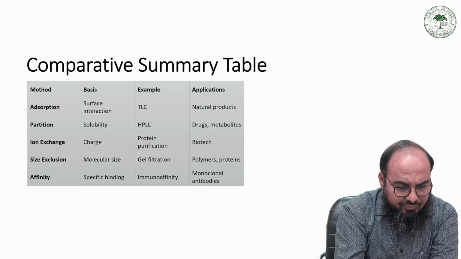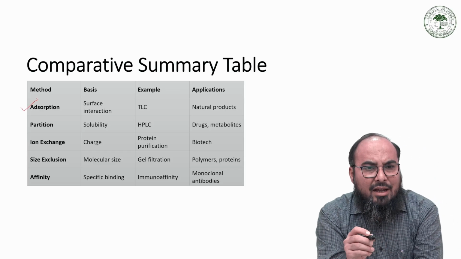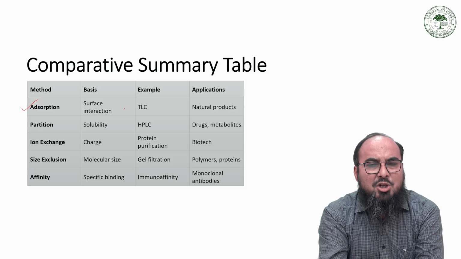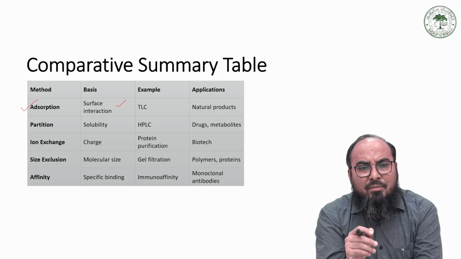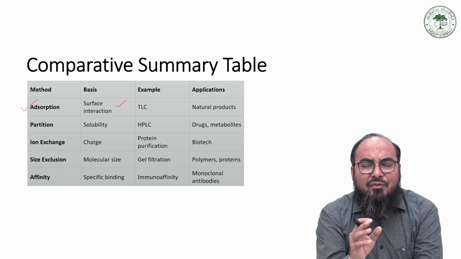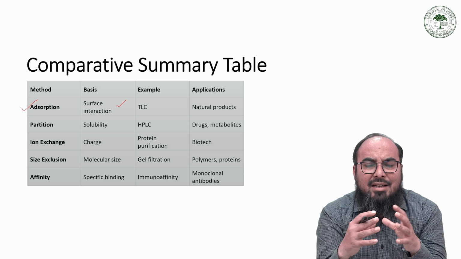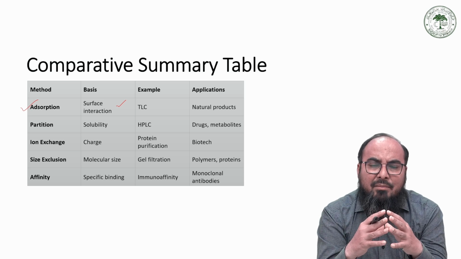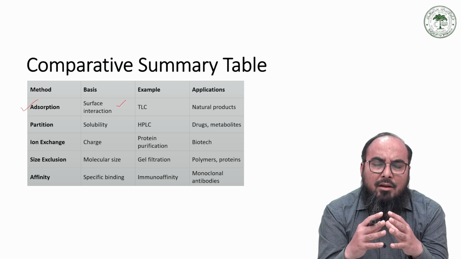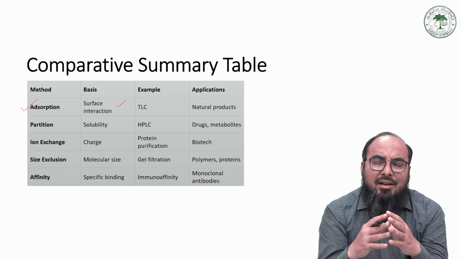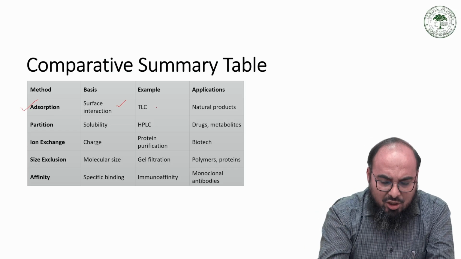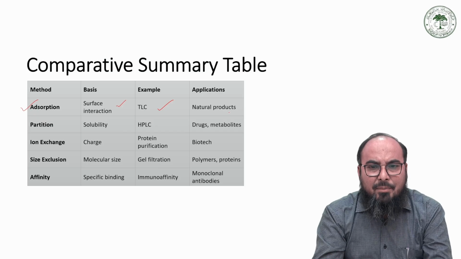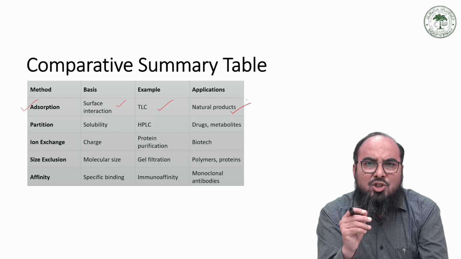For example, adsorption chromatography. Here the basis was the surface interaction. In this case, the different components of your mixture get a surface interaction. They get adsorbed on the stationary surface, and because of the difference in adsorption strength, they get retained for different times and they elute at different times. So a common example is TLC, and you can separate natural products by using adsorption chromatography.